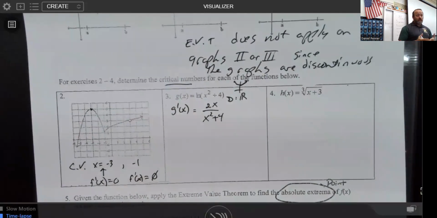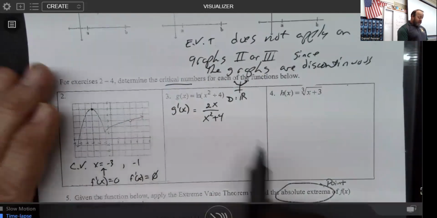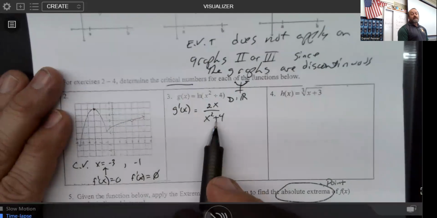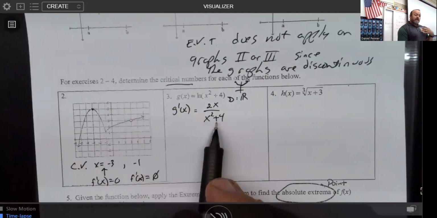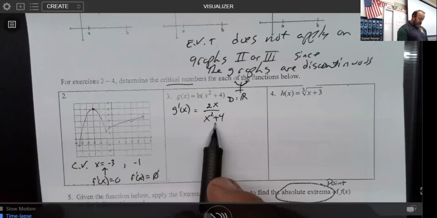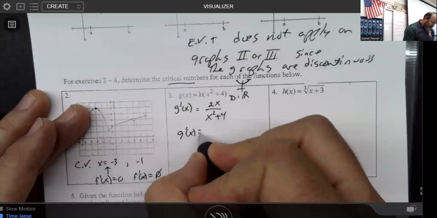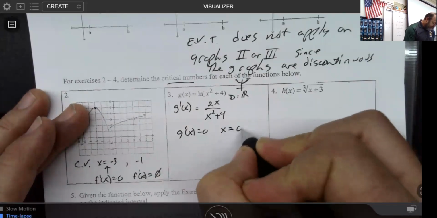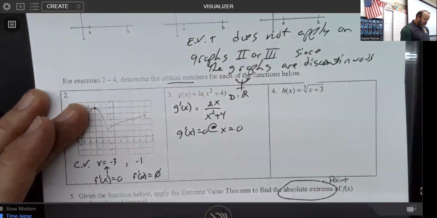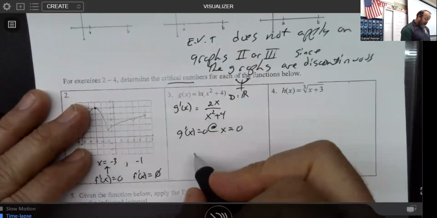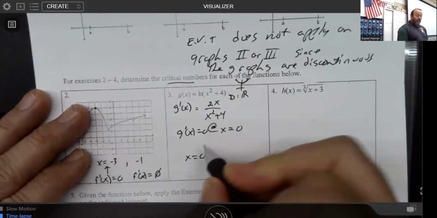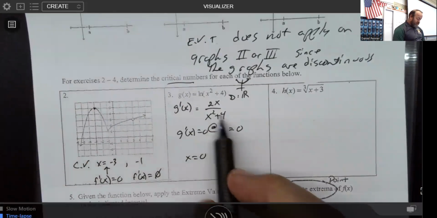Now, it's a pretty simple little question here, because in terms of where the derivative is undefined, there is no such place. The denominator is positive, so I don't need to worry about any domain issues. But I do need to worry where the derivative is 0. And what I find out is that g prime of x is 0 at x equals 0. So the only critical number that I have is x equals 0. We don't have any undefined values.